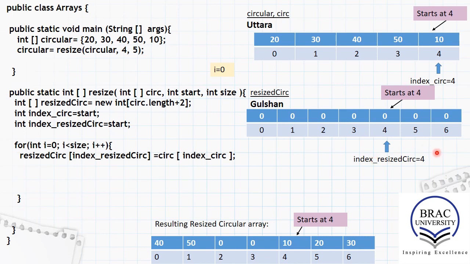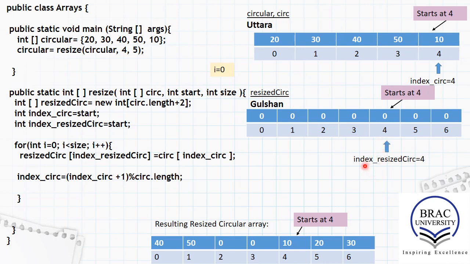Now understand that when I increment this value, this index_circ variable, it will become 5, and 5 should be modded with the length 5 so that it wraps around to 0. So when I increment this, I should mod it with the length of this array. So after incrementing it, I've modded with circ's length, which is 5. So 5 mod 5 will give me 0.